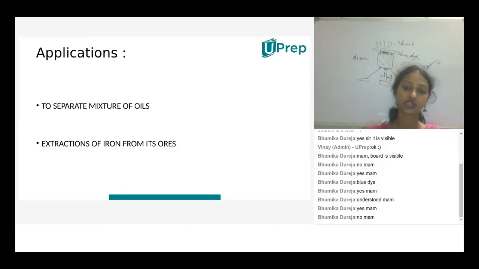What are the applications to separate mixtures of oil? Next one, extraction of iron from its ore. Here also it is converted into solution form. If any impurities are there, they will settle at the bottom. The remaining will be separated using a simple separating funnel. Okay.